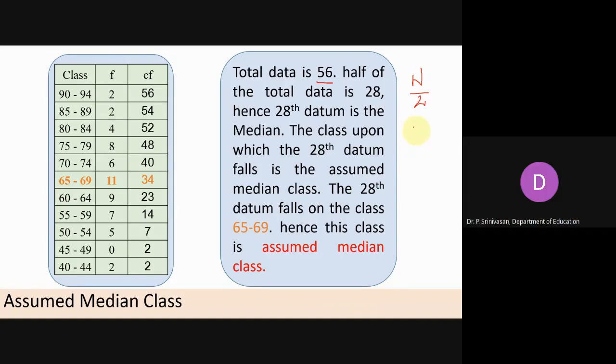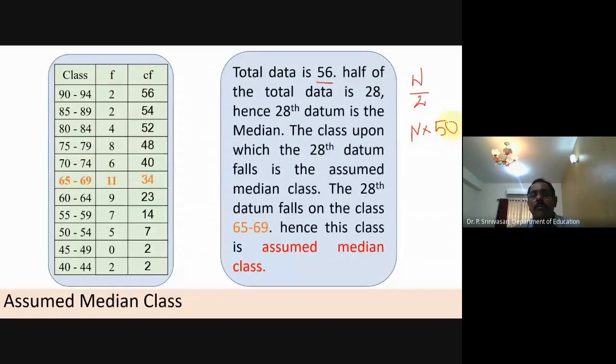Or otherwise, if you want to get it in a different way, it will be like this: n into 50 divided by 100. I am not able to write because I'm writing for you. The other way, if I put it, n into 50 by 100, it is the same as n by 2. Okay, n by 2, n is 56 by 2, it is equal to 28.